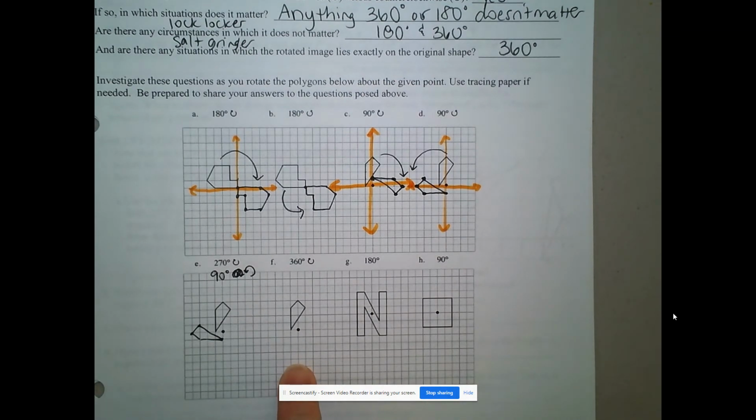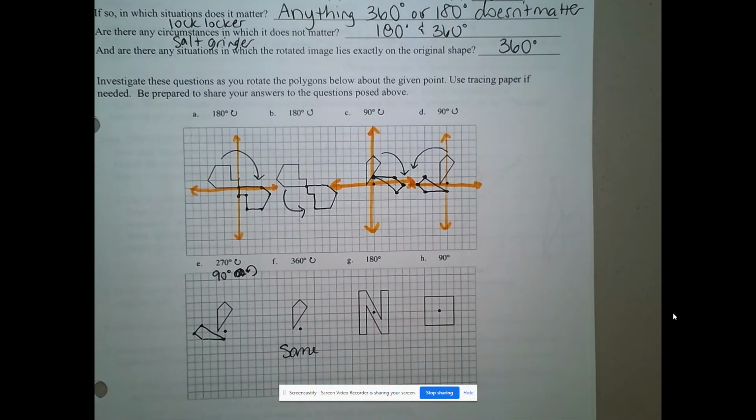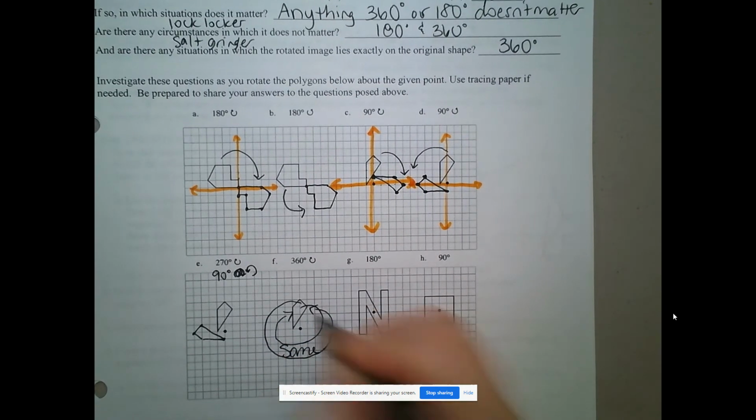360 degrees. It is going to end up in the exact same place. It's going to end up on top of each other because 360, whether you go clockwise or you go counterclockwise, you're going to end up exactly where you started.